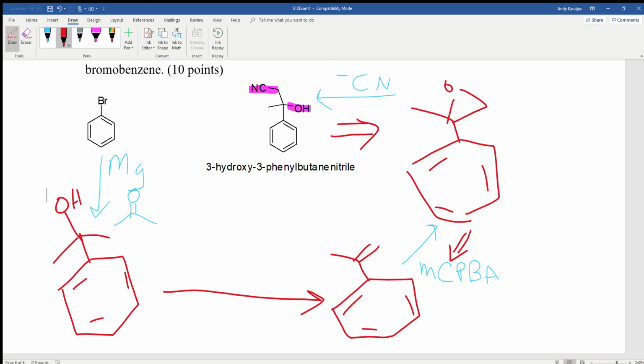And then the only thing that separates us between that intermediate and where we need to be is an elimination. Now, alcohols don't always eliminate easily, but in this case, it's a tertiary alcohol. All we need is some acid, and that will easily eliminate to get us the alkene and complete our synthesis.